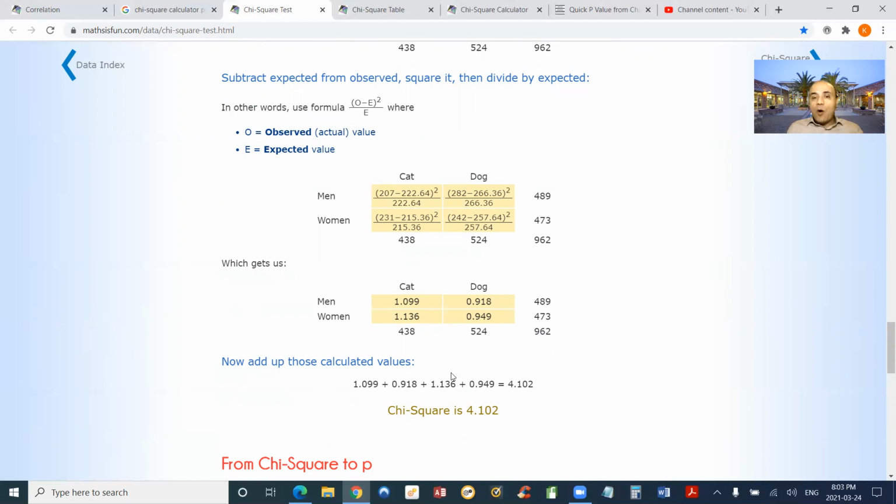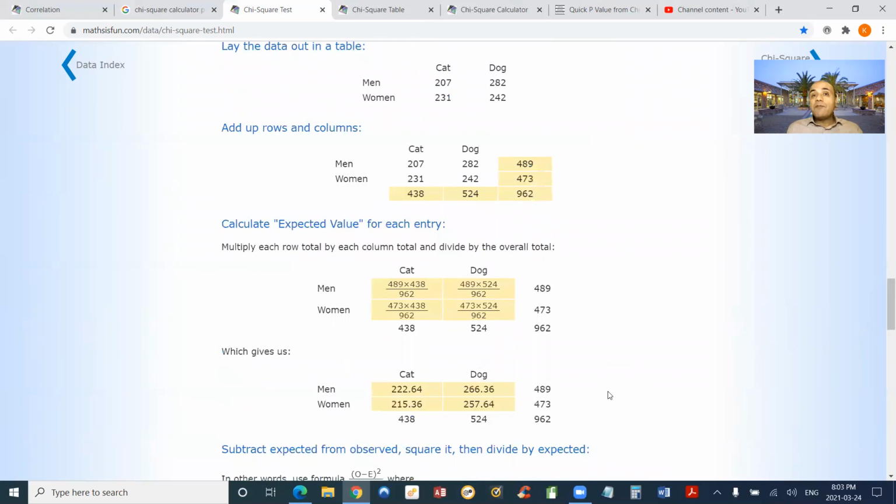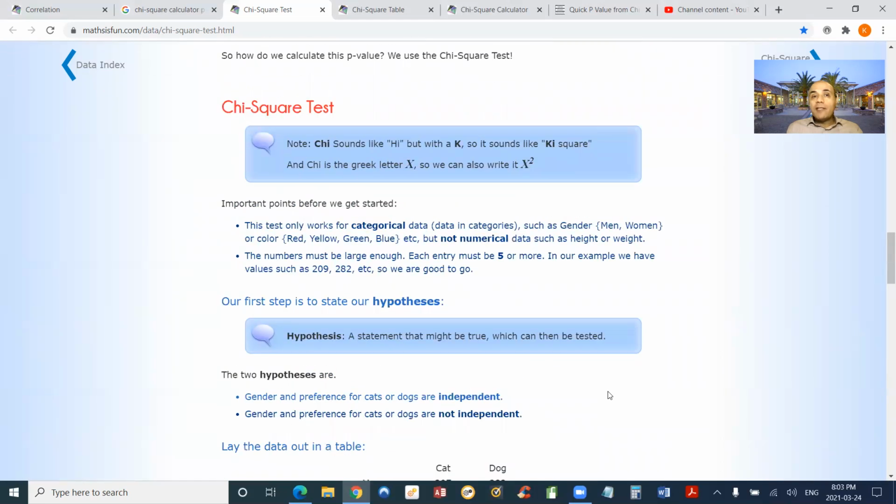We are going to add up all of the values. All of the values, when you add them up, it becomes 4.102. This one, this one, this one, and this one. So that's the chi-square I have, 4.102. Now, in terms of degree of freedom, how much is my degree of freedom?